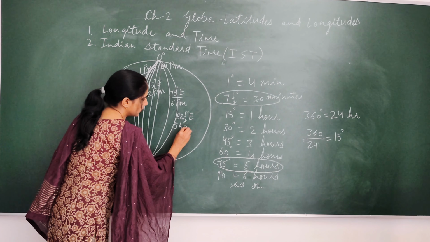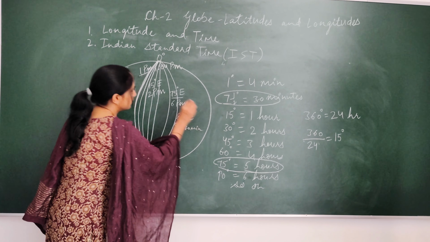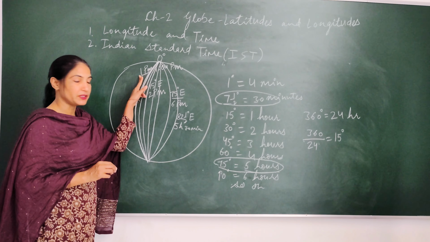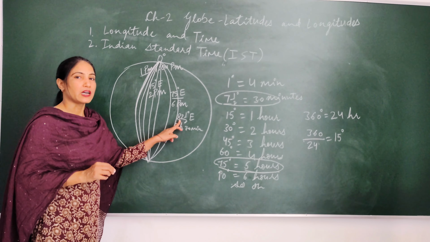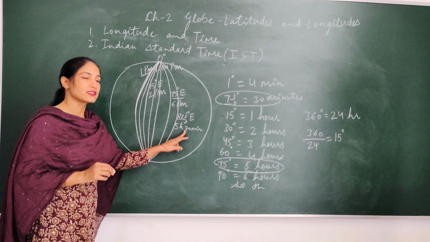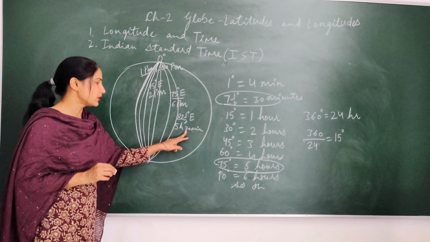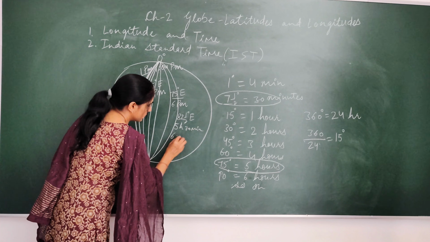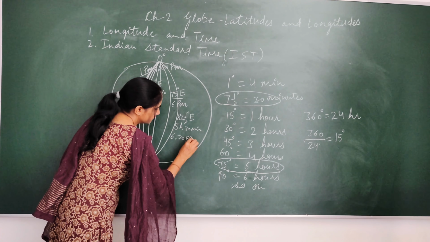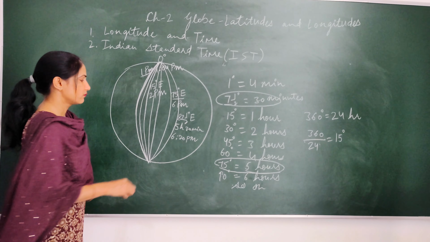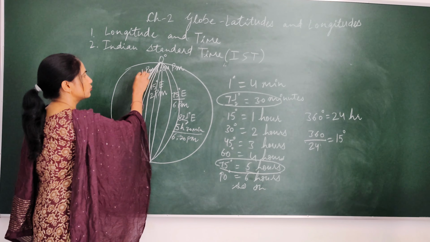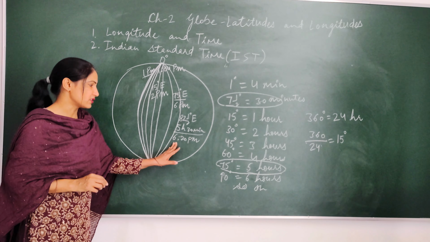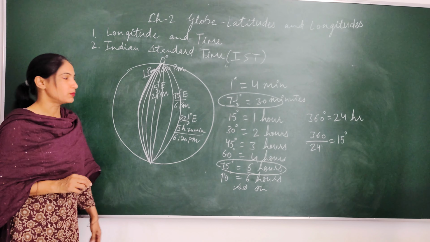5 hours 30 minutes. So now we calculate the time, with 1 p.m. at 0 degree. At 82.5 degree east, we observe a 5 hours 30 minutes time difference. So the time will be 5 hours 30 minutes added to 1 p.m., so it will be 6:30 p.m. This will be the time.